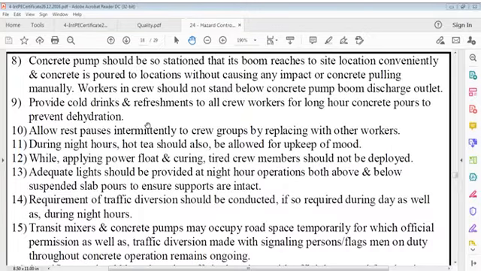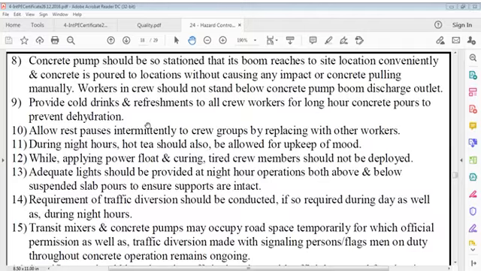Adequate light illumination should be provided for night hour operations, both above and below suspended slab pours, to ensure supports are intact.